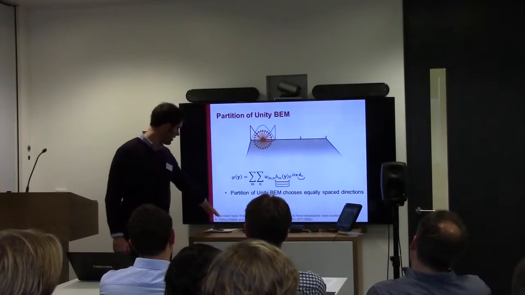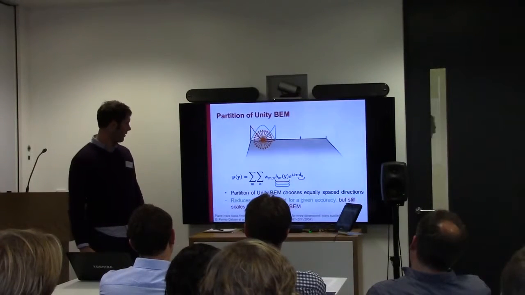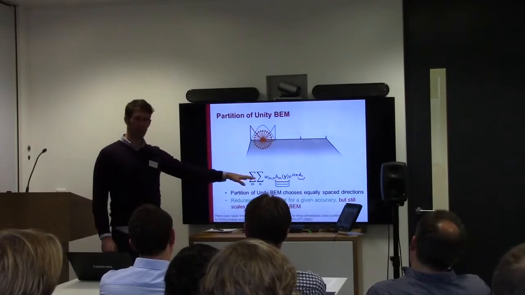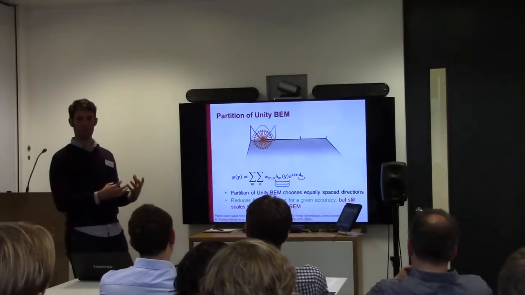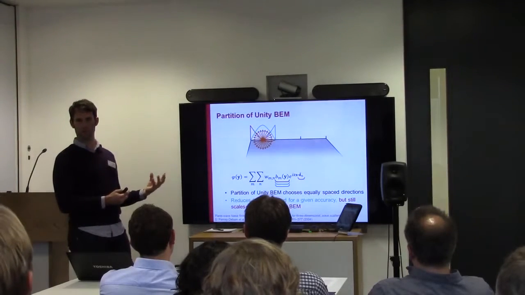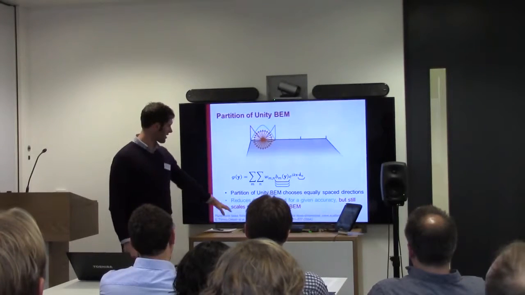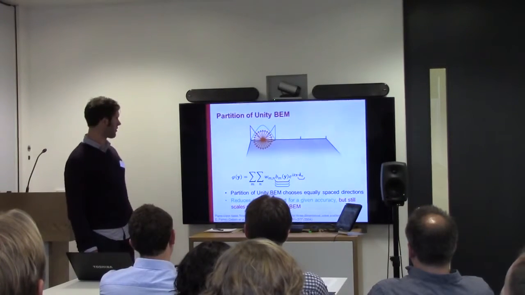And that is what Emmanuel and his group at Durham did in 2004. What they showed is that for a given accuracy, you reduce the number of degrees of freedom you have to use quite significantly, from about 8 to 10 per wavelength to about 2 or 3, which is already a big saving. However, it still scales with frequency like it does for regular BEM.